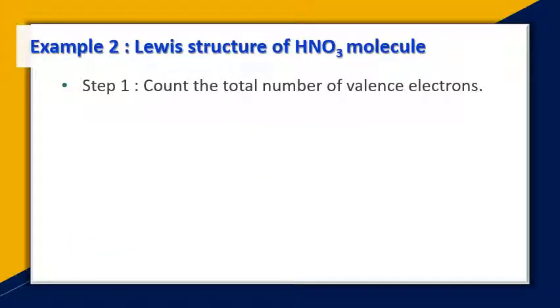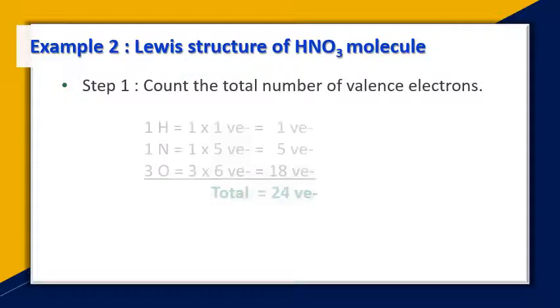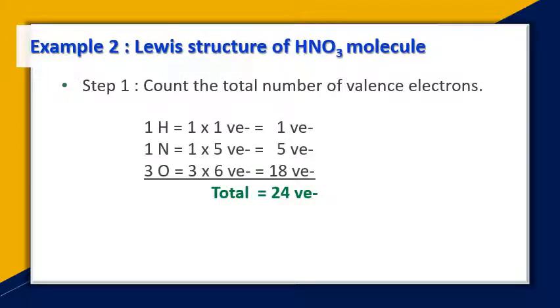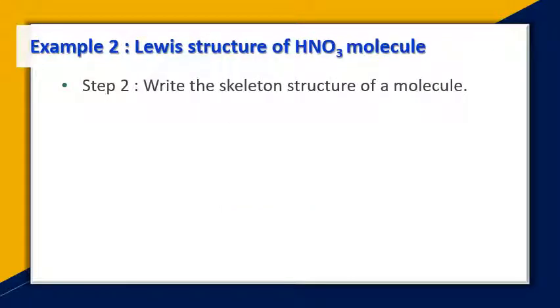For the next example, let's consider the Lewis structure of the HNO3 molecule. First, count the total number of valence electrons. It gives 24 valence electrons. The next step is to write the skeletal structure of the molecule.